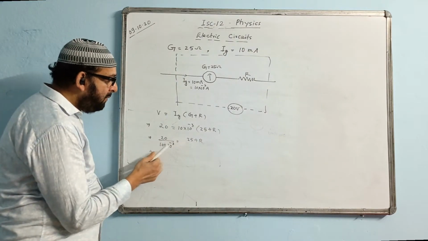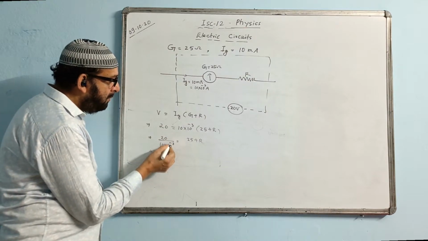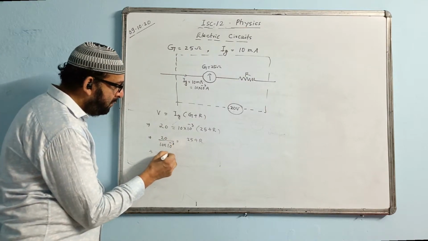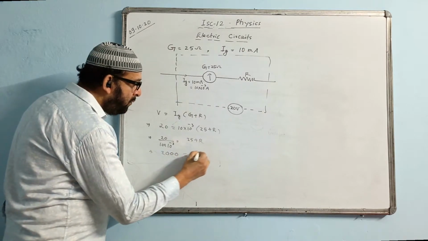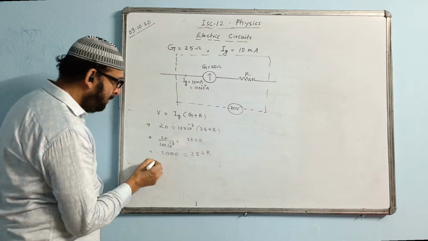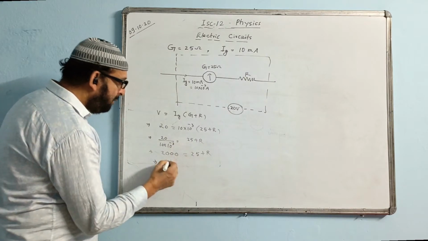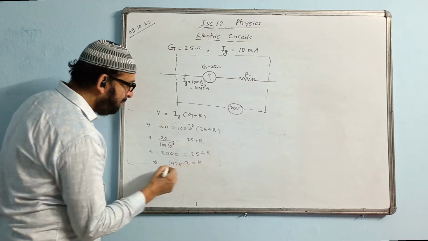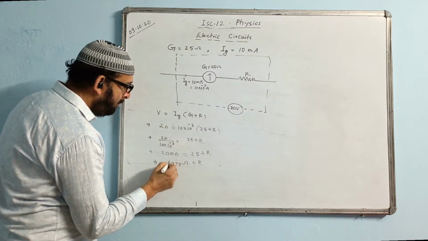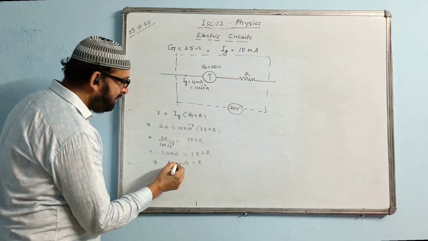This will be coming up, we will be working this out. Here it becomes 2000. 2000 equal to 25 plus R. This will come to this side, we get 1975 ohm is the value of R. 1975.